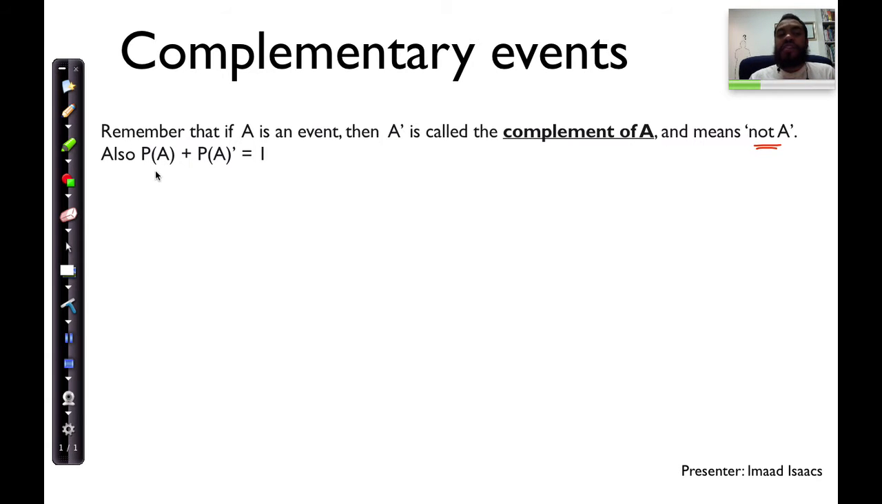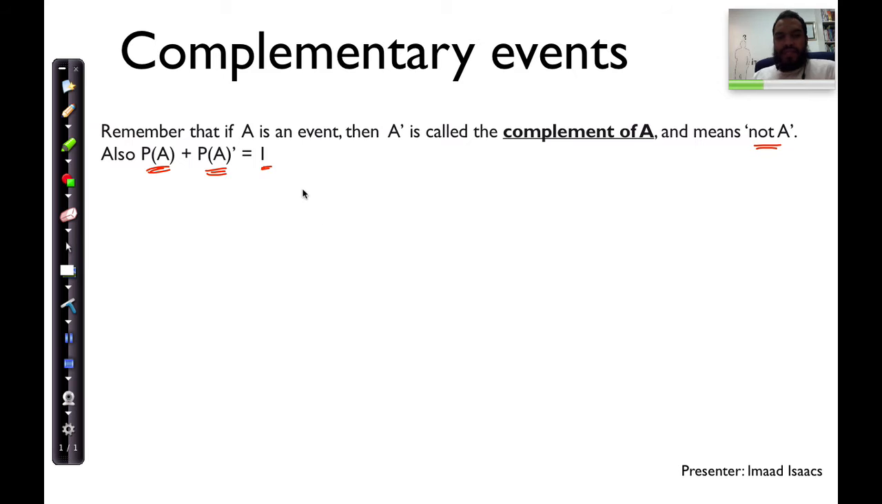Now, to test if two events are complementary, you look at the conditions of complementary events, because the condition is that the probability of A plus the probability of not A must add up to the sample space, which is 1. So I'm going to show you some quick examples.